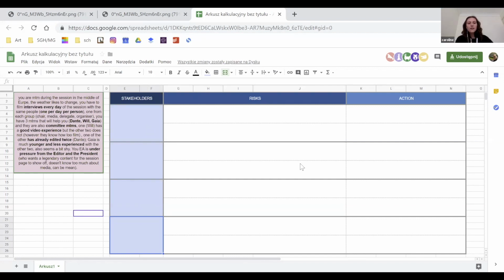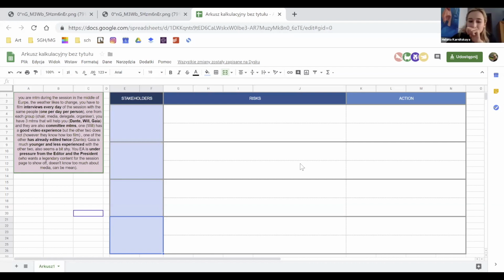Okay, so I would really say Dante would be one of the stakeholders. Why wouldn't you put Dante together with other media team members? Because I think that Dante brings different risk than Gaia, definitely. It's the same goal of like helping you because he has to help you. Okay, if you put it that way.